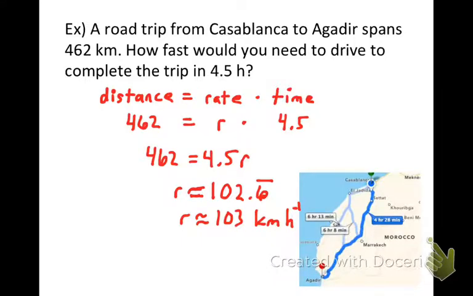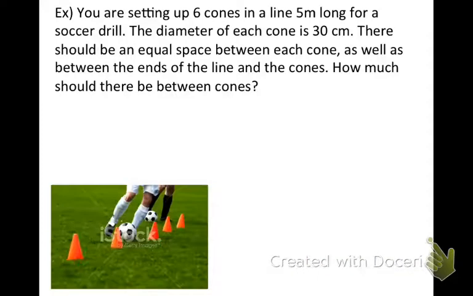All right, let's try another example. How about this? You are setting up 6 cones in a line 5 meters long for a soccer drill. All right, the diameter of each cone is 30 centimeters, and there should be an equal space between each cone, as well as between the ends of the line and the cones. How much should there be between cones? And that's implied: how much space should there be between the cones.